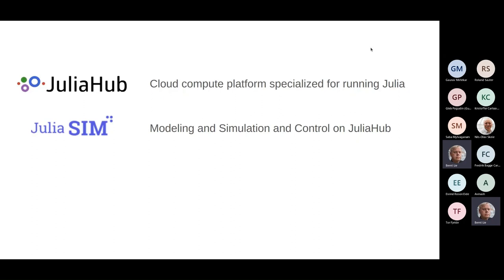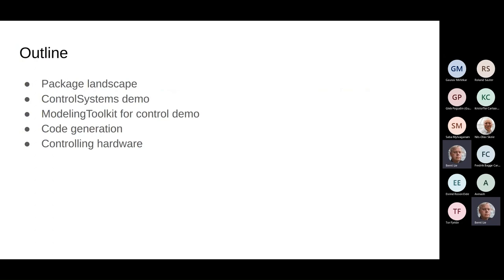But today we're going to talk about the more general package landscape in the Julia programming language, what packages exist out there for solving control systems analysis and design problems. And we will have a look at the demo of the control systems package, which is perhaps the most basic package you would be using if you want to do your standard control analysis and design. And we will look at a little demo of Modeling Toolkit, which is a modeling language if you want to model more sophisticated plant models in an acausal equation-based modeling language.